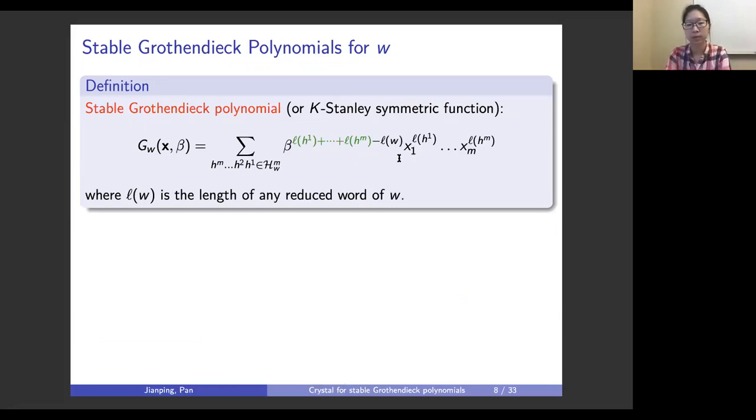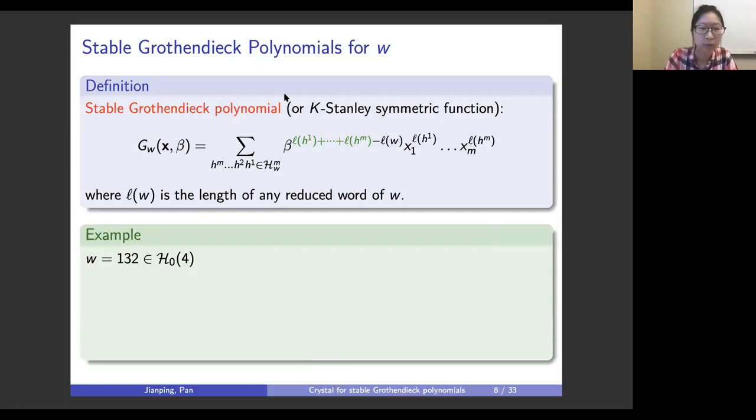That means beta counts the number of extra letters you throw into the Hecke word. Then we take x_i to the number of letters in the i-th factor. Here we label the factors from right to left: the first factor, second factor, up to the M-th factor. So that's the definition of the stable Grothendieck polynomial.